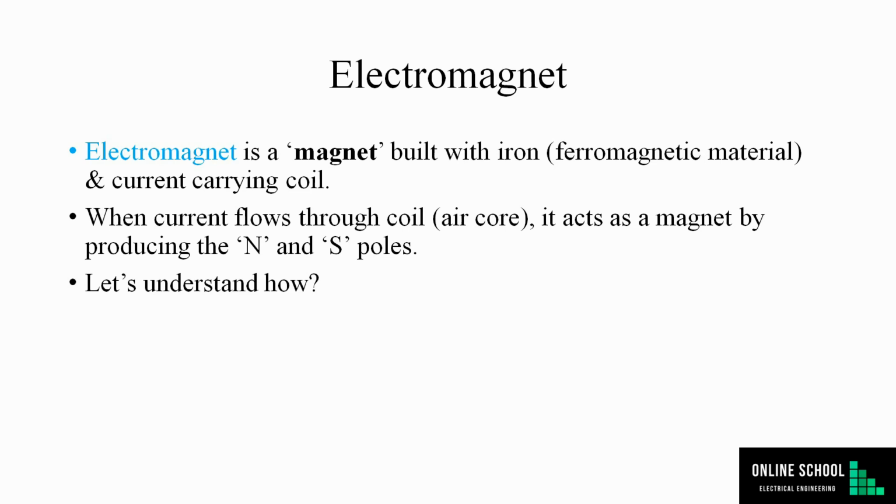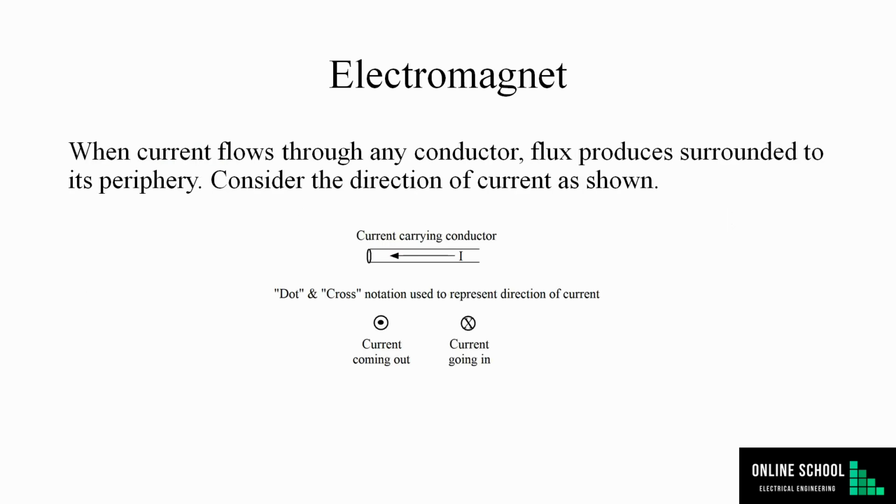Let's understand how. When current flows through any conductor, the flux produced surrounds its periphery. Consider the direction of current as shown. If this is the conductor and current is flowing in this direction, we use the dot notation and cross notation to represent the direction of current.